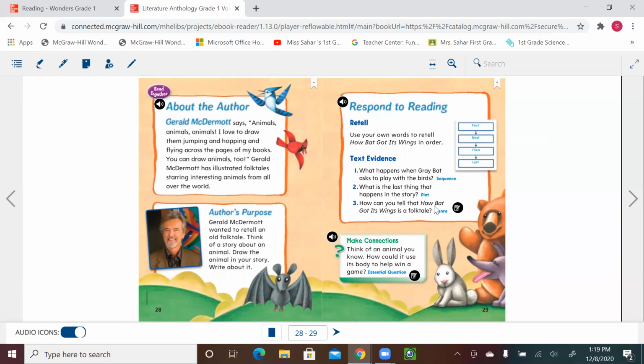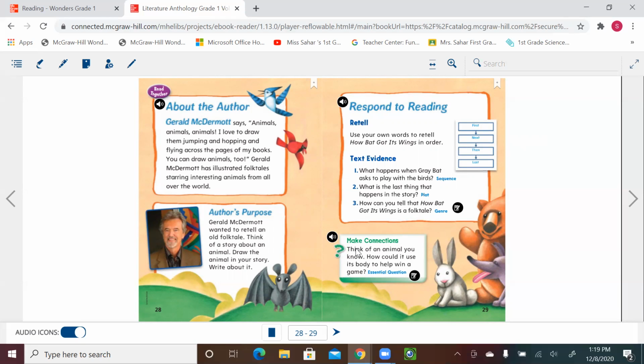How can you tell that How Bat Got Wings is a folk tale? Well, I can tell because, first of all, animals don't talk. And also, I know the story has a beginning, a middle, and an end. And also, they try to explain in a different way the main idea of the moral, that we should respect others. And I see some of the words are repeated, so they get our attention and make it easy for us to understand and to remember the story.